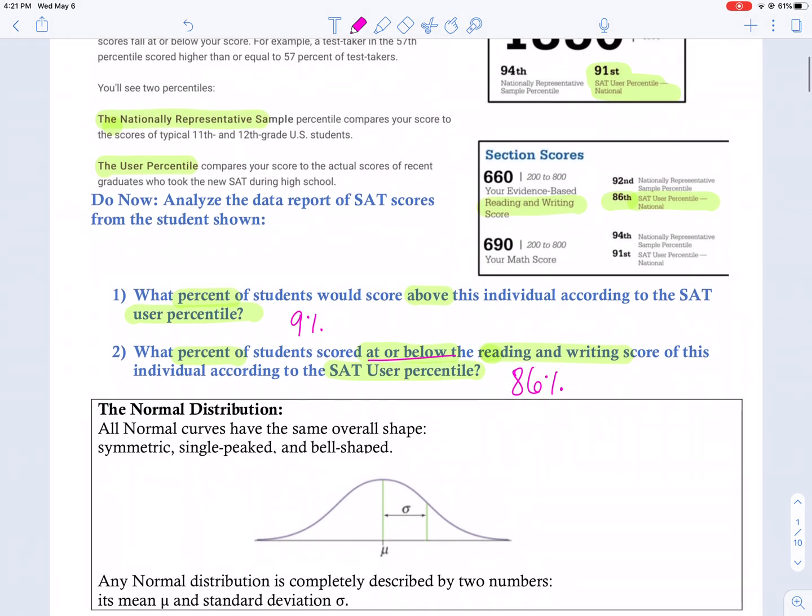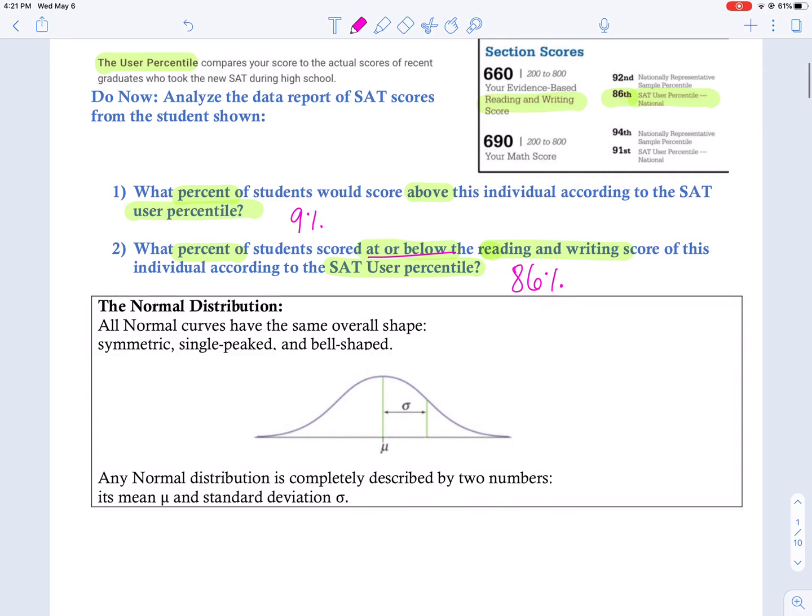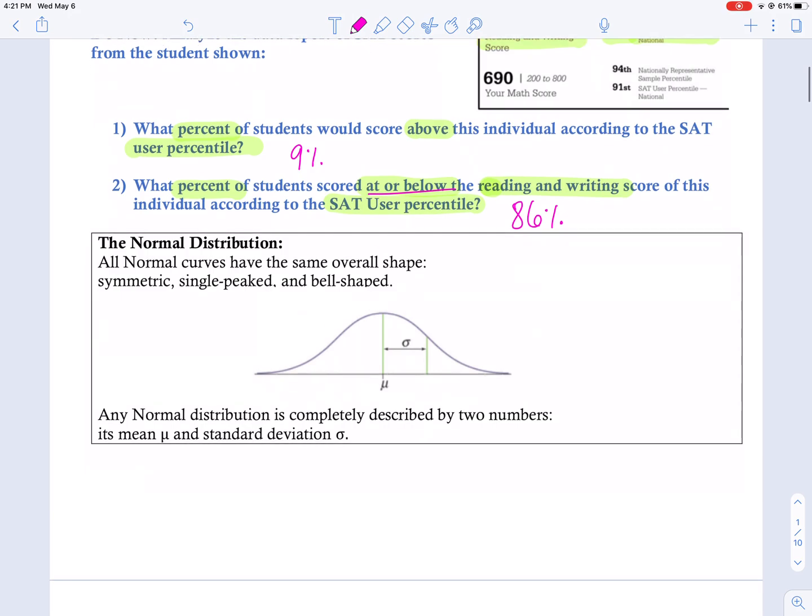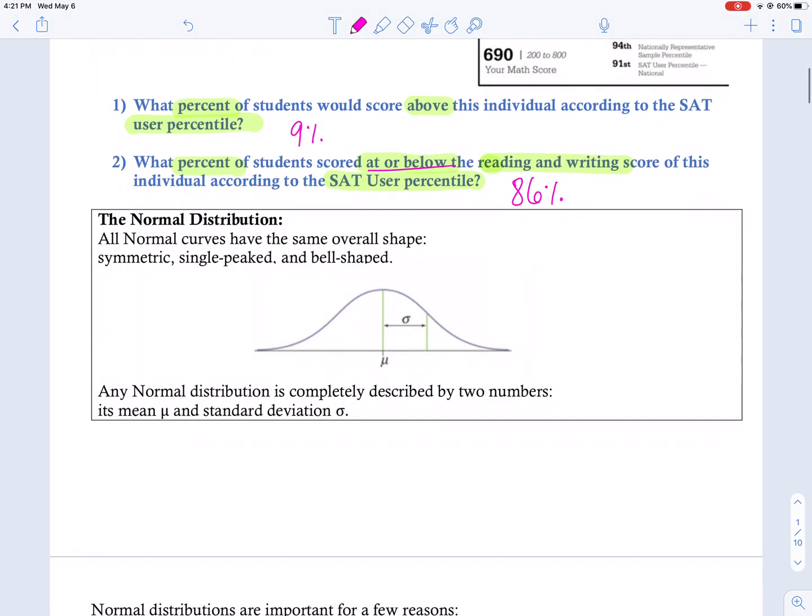Okay. So right now you are looking at the normal distribution. All normal curves have that same overall bell-shaped, symmetrical look. Any normal distribution is completely described by 2 numbers: the mean, mu, and the standard deviation, which you see there, which is the population. Okay, it's your full population.